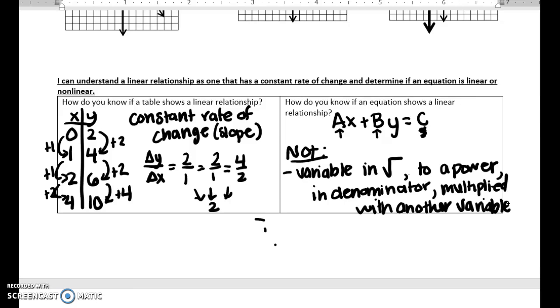Also, I guess we could go a little further. You could have absolute value, cube roots, and things like that. But basically, if any extra operation is happening to your variable, other than just being multiplied or added or subtracted by a number, it is not linear.